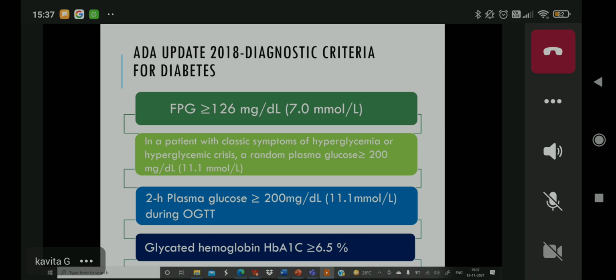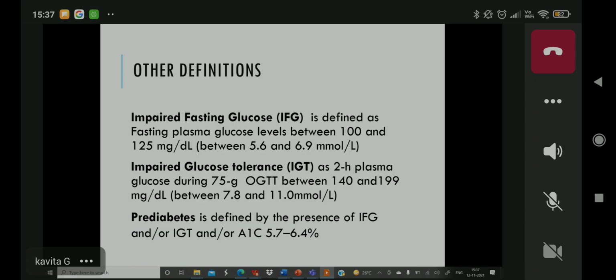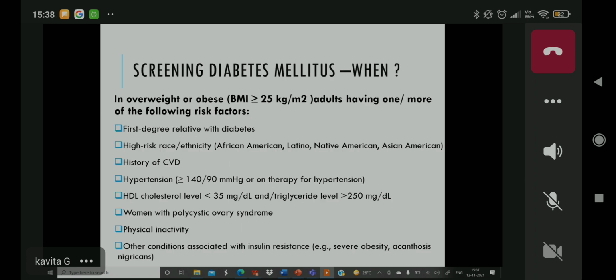Already discussed what the diagnostic criteria in 2018 are, which still are valid. Now, what are the other definitions we've talked about? IFG is between 100 and 125. IGT is actually defined when you do a 75-gram standard OGTT. And if your 2-hour plasma glucose is between 140 and 199, then it's IGT. And pre-diabetes A1C, we've already discussed, 5.7 to 6.4.